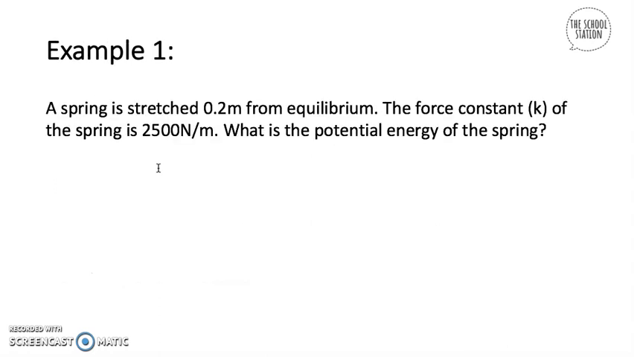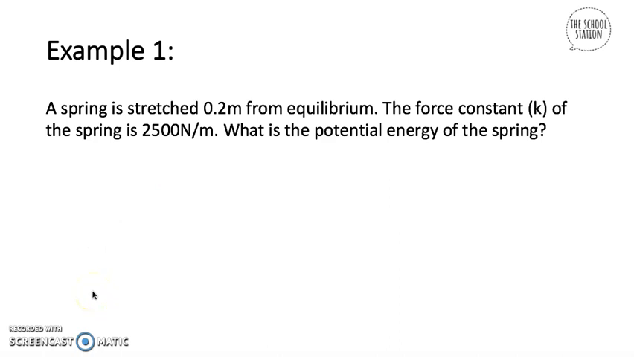But over here I have a question for you guys to try, because I know that it's going to be super hard, but science is all about trial and error. So I want you guys to pause this video and try this question. The question is: a spring is stretched 0.2 meters from equilibrium. The force constant K of the spring is 2,500 newtons per meter. What is the potential energy of the spring? So I want you to pause this video and try this. Again, make sure to always highlight or just try to think about what things you have already, and then go on and work it out from the formula. So pause this video right now.